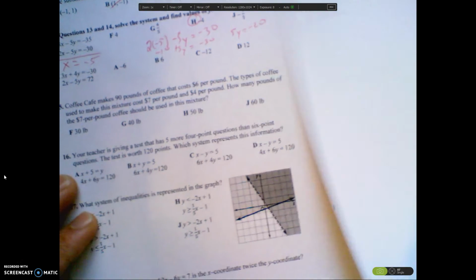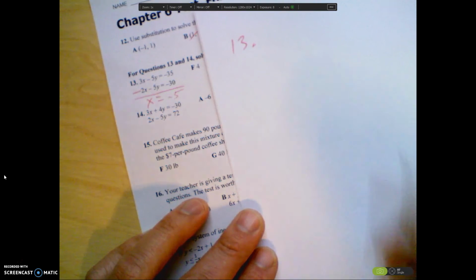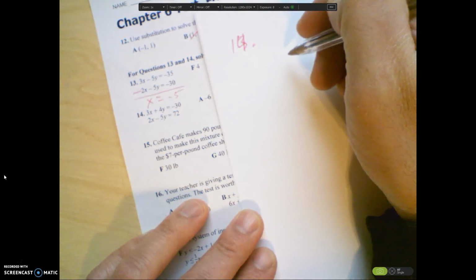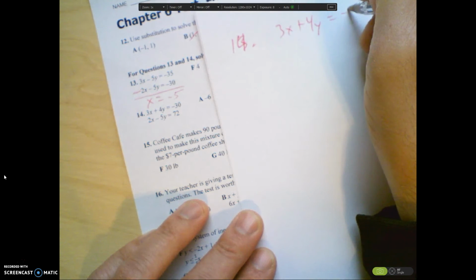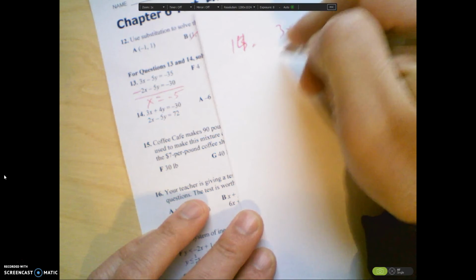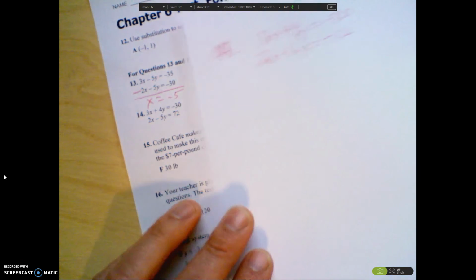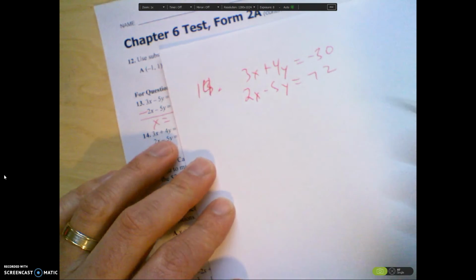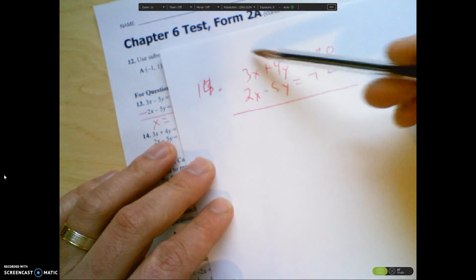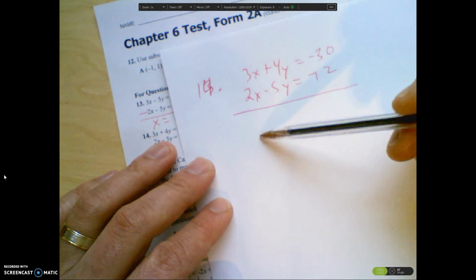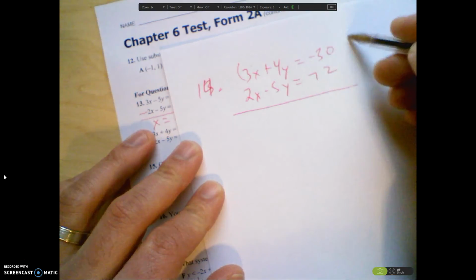14, let's take a look. I'm going to write them down. This is going to be an elimination problem: 3x plus 4y equals negative 30, and 2x minus 5y equals 72. Okay, so there we are. I'm looking at this and I'm thinking we want to make the x's 6. If we eliminate the x's, we'll get y right away for an answer, and that's what we're looking for. So that will definitely save us a step.